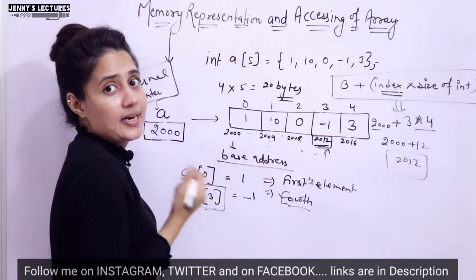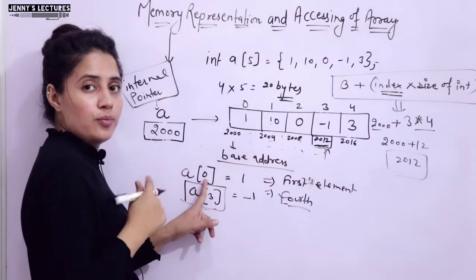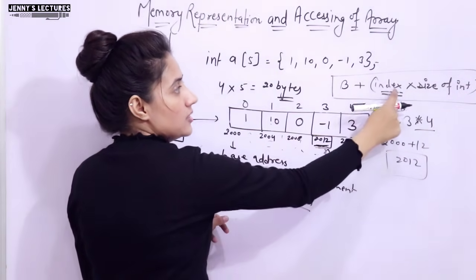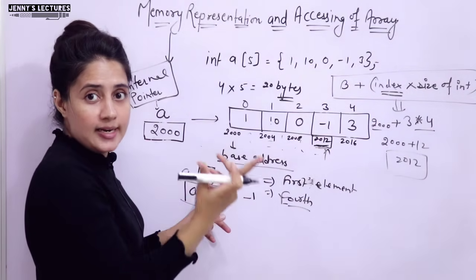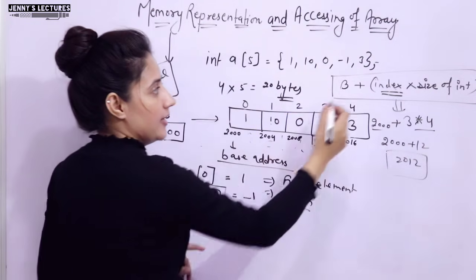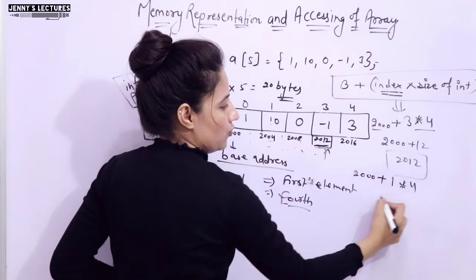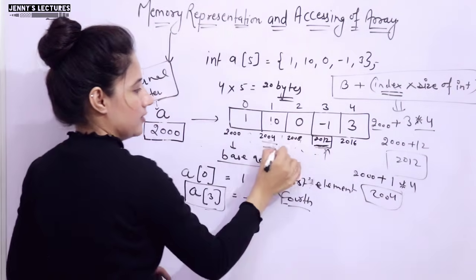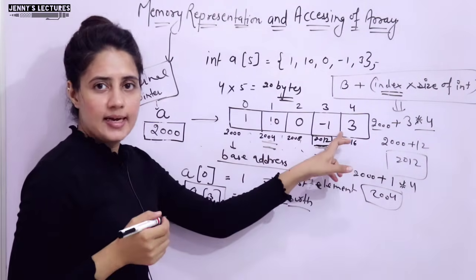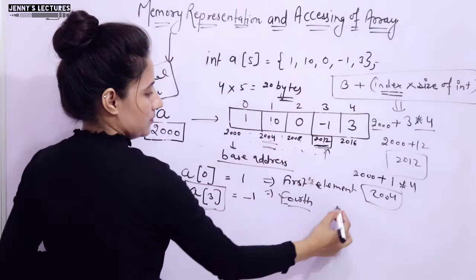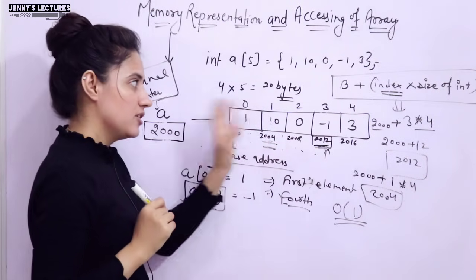If I want to access the first element, I have told you the index value would be 0. So 2000 plus 0 into 4, 0 into 4 means 0, so only 2000. For the second element, the index is 1 into size 4, so 2004. As you can see, the address is 2004. So you can access any data item in constant time, order of 1 time. Random access is possible here.